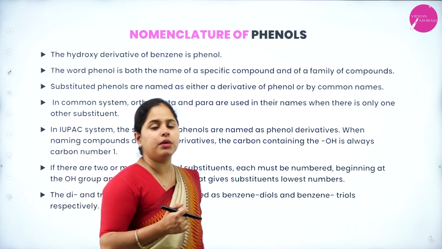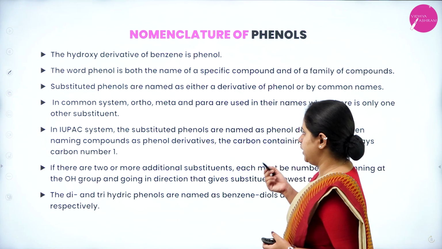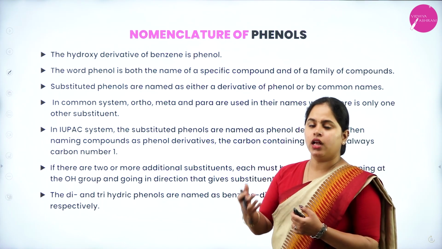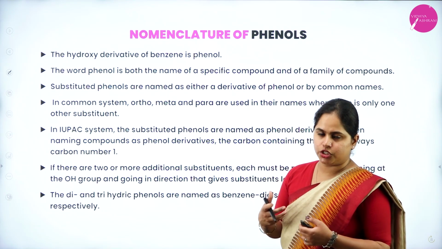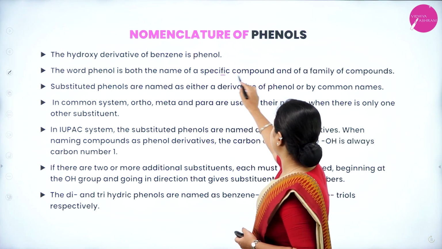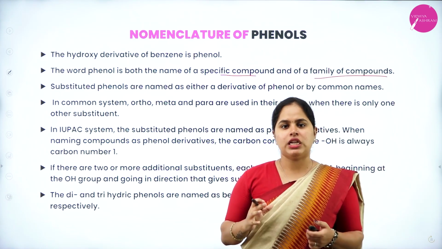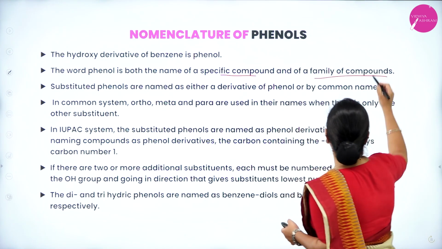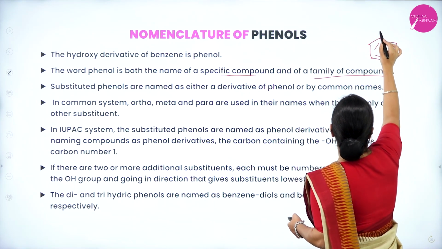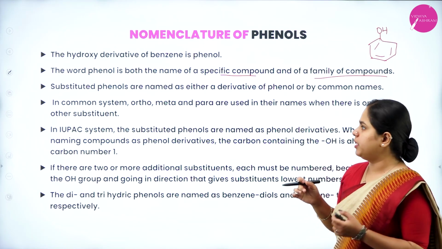Moving on to the naming of these phenols. So, the hydroxy derivative of benzene is phenol. Okay, hydroxy derivative of benzene. That means in benzene, one hydrogen is replaced by an OH. So, it becomes phenol. The word phenol is both the name of the specific compound and of a family of compounds. Okay, so phenol is the name of that compound. Which compound? This is called phenol. Okay, on benzene you have an OH group. This is called phenol, and it is used for the whole family also.